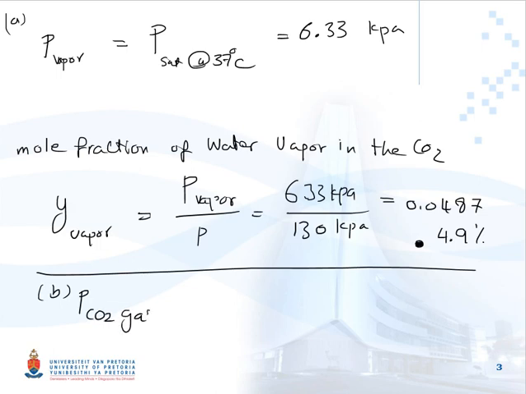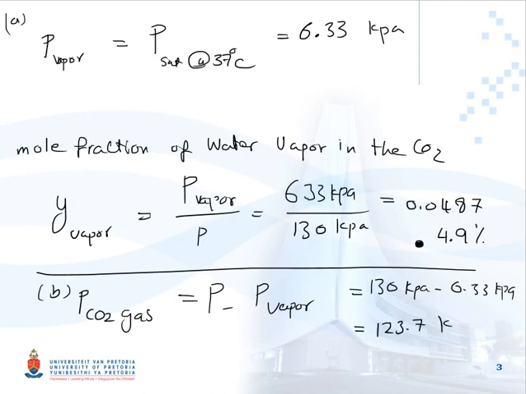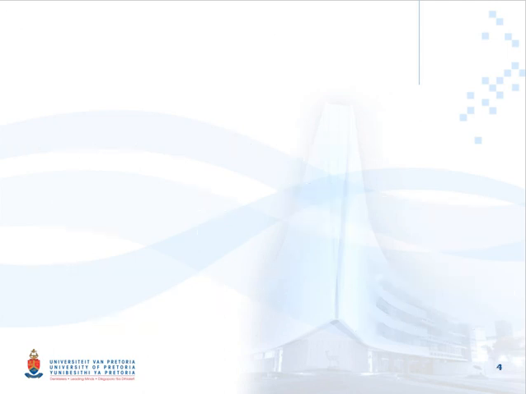CO2 gas is P minus P vapor, which will be 30 kilopascal minus 6.33 kilopascal. So basically this is 123.7 kilopascal. From this, because we have the partial pressure of carbon dioxide, now we can apply Henry's law.